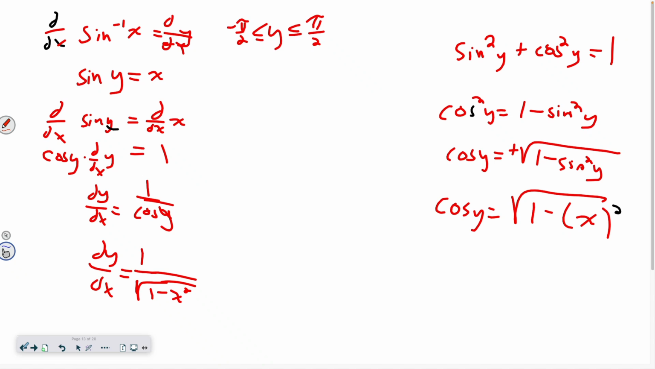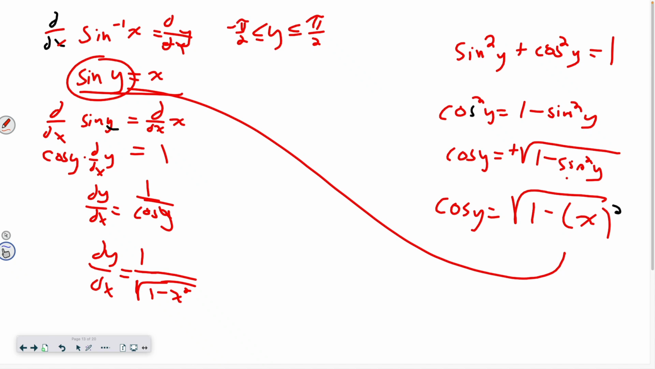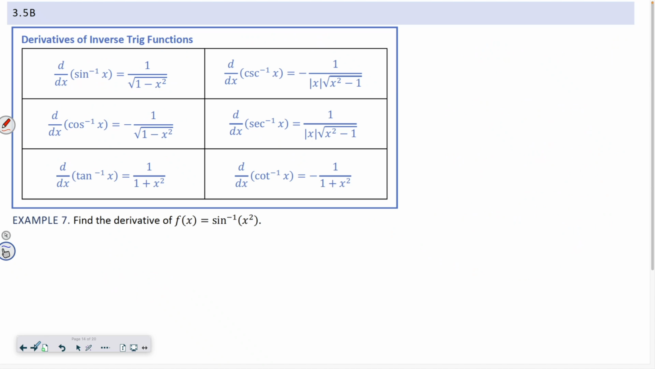Nice one. Where'd you get that x from? So sine of y is right here, so I just replaced it with x. Yes, sir. So do all of them use the Pythagorean identity? All of them, I think, have some form of the Pythagorean identity involved. Your question, I'm looking at the cosecant and secant ones. How do you get the absolute value?